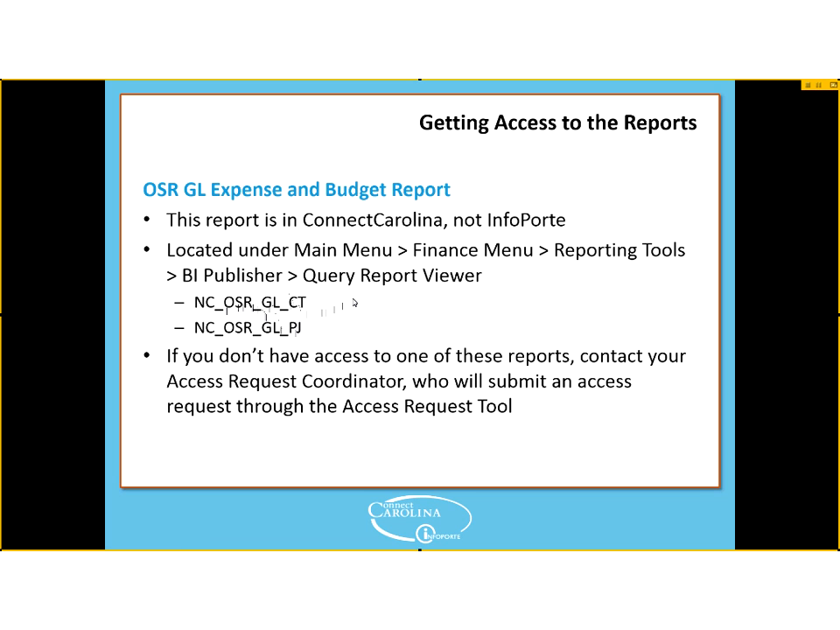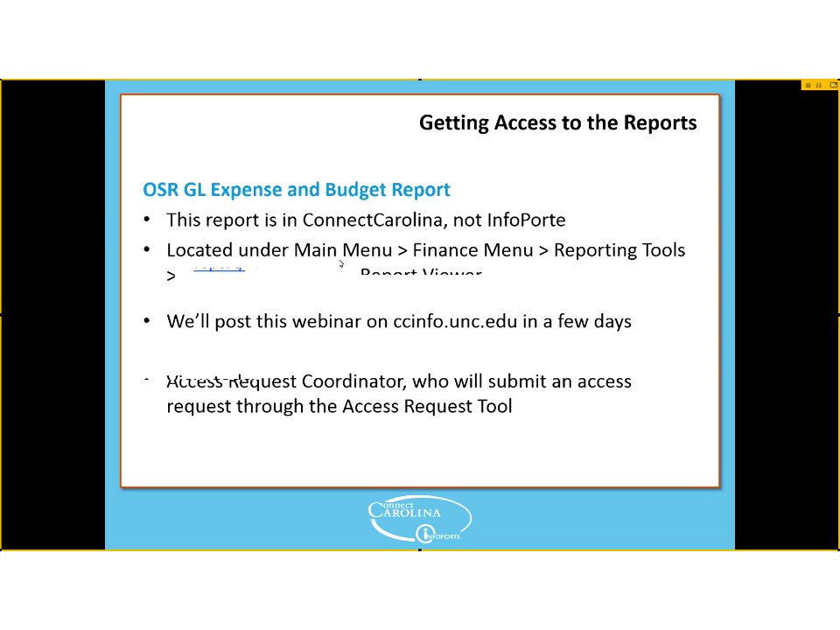If you don't have access to one of these reports, you need to contact your access request coordinator, who will submit an access request through the access request tool. So just please go through the procedures that we've talked about to get access. It'll go a lot faster than if you try to put in some kind of ticket yourself. They'll know what to ask for and make sure you get the right reports available to you.